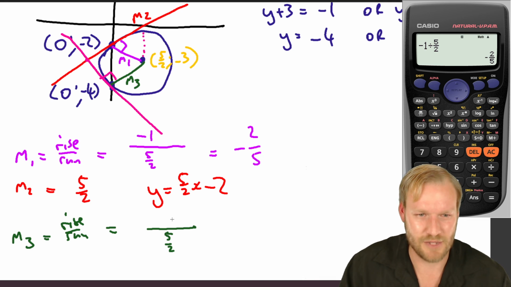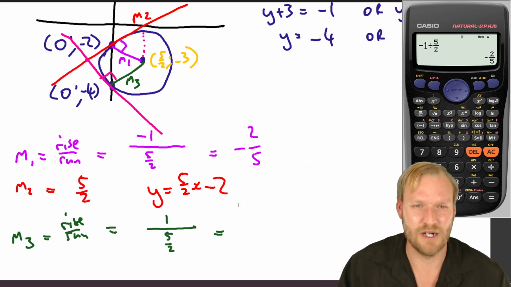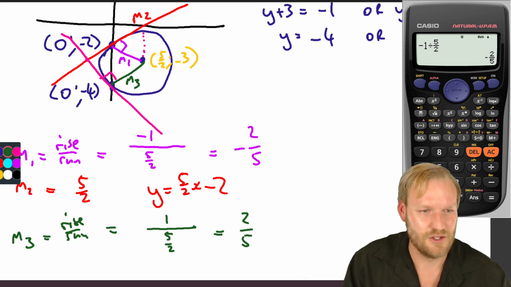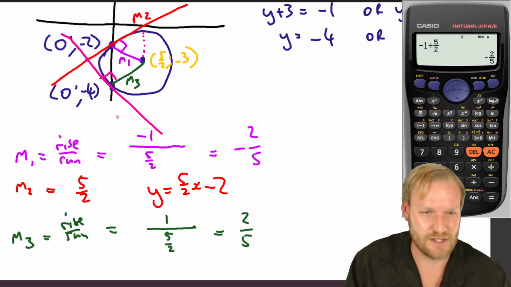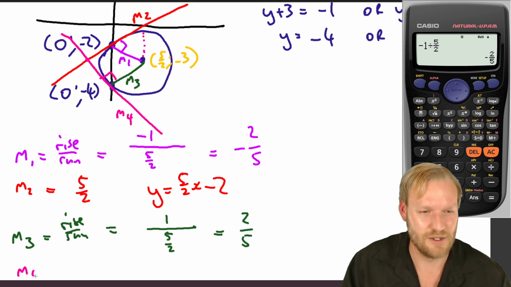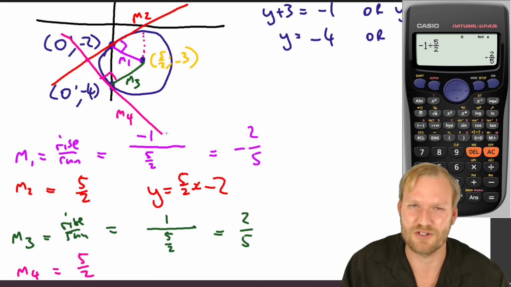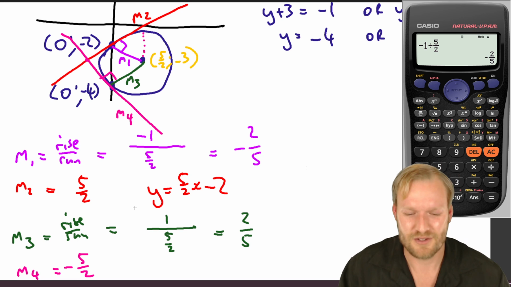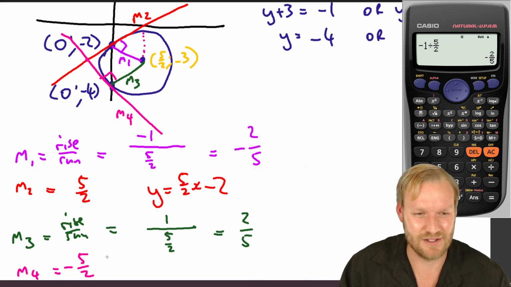But this time we're rising by 1. Now what's 1 divided by 5 over 2? Well, 1 times 2 over 5, so 2 over 5. So therefore the gradient of this line, M4 let's call it, is, well, 5 over 2. Now wait a second, something doesn't seem right. That's a negative gradient, right? So what is the gradient of this tangent? Well, it's -5 over 2. Always good to do those extra little checks. So that's that. So y equals -5 over 2 x, plus c, which is -4.